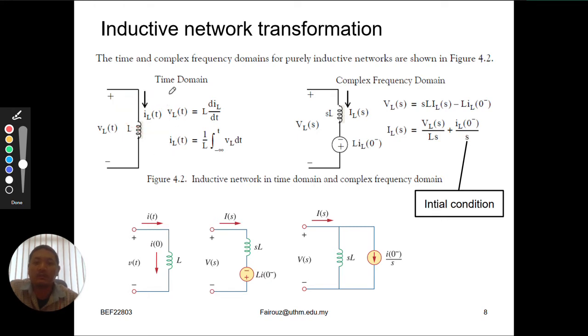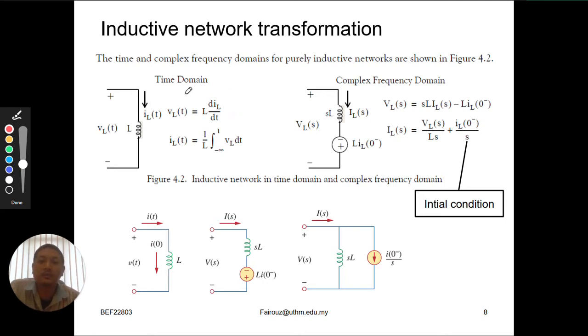Now, in time domain, the voltage across the inductor is represented by L di over dt, L times di_L over dt. And then i_L, the current of the inductor, equals 1 over L times the integration of the voltage across the inductor. So this is in time domain.